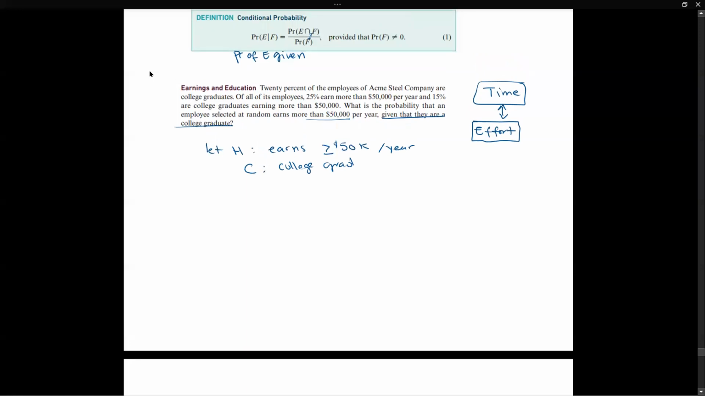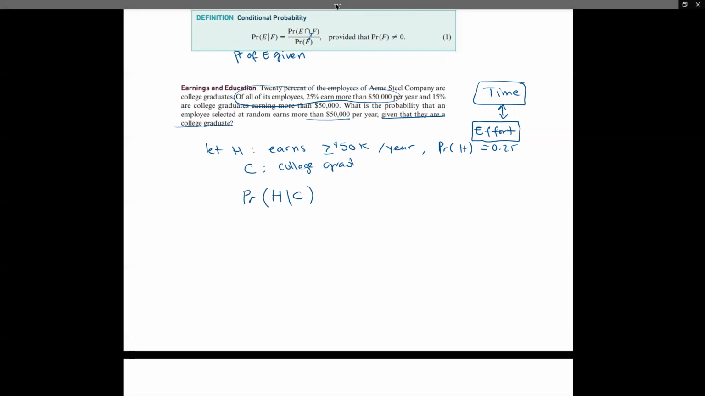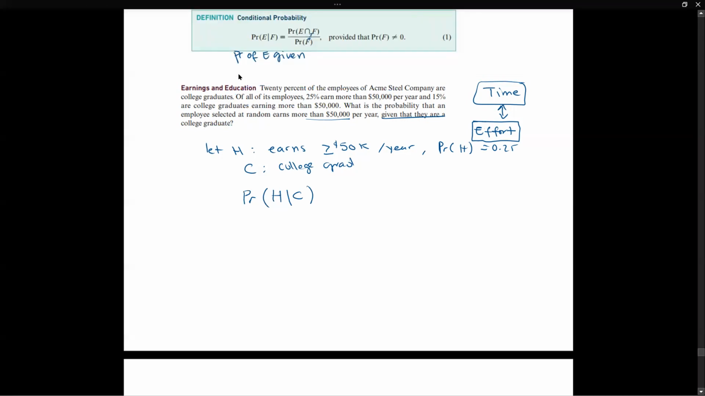So let's bring down the formula. So the probability of H given C. And let's look at this 25%. So 25% earn more than $50,000, which means here the probability of H is 0.25, right? And 15%, where is the other? Let's see. Let's take this out so we can see all the numbers here.